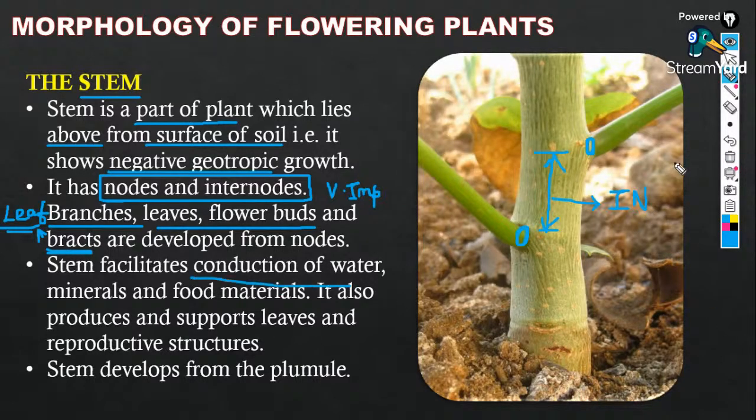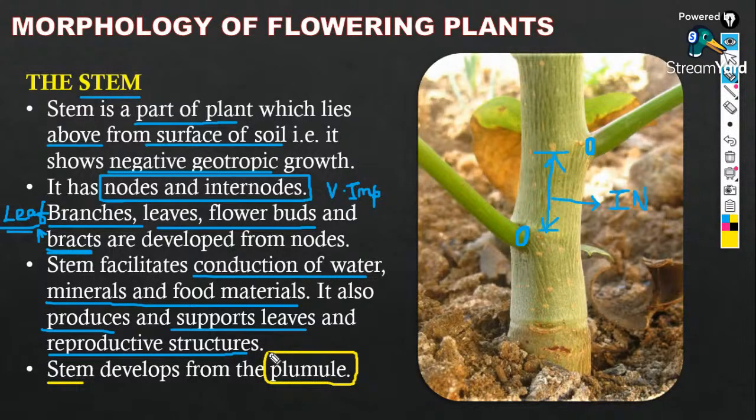The stem facilitates the conduction of water, minerals, and food material. It also produces and supports the leaves and reproductive structures. A very, very important statement: the stem develops from the plumule.